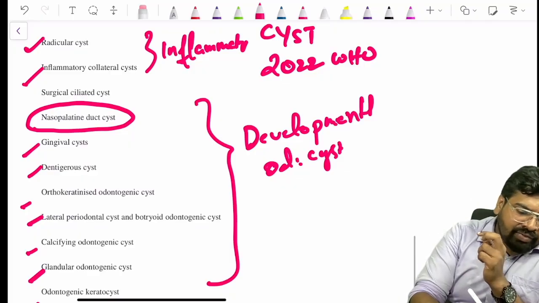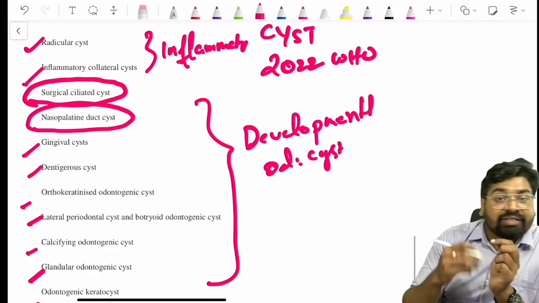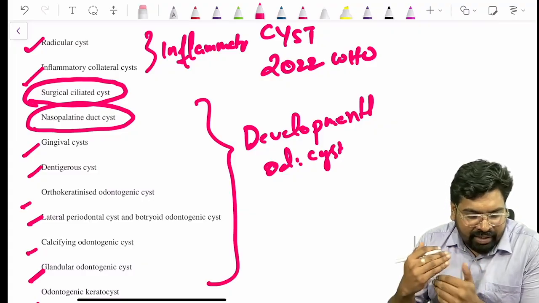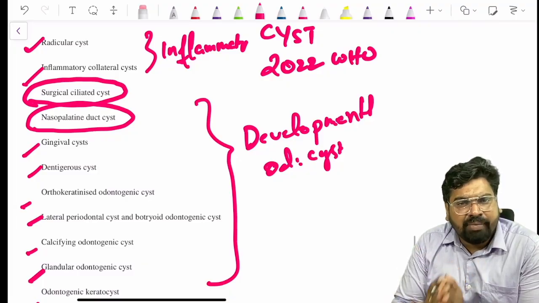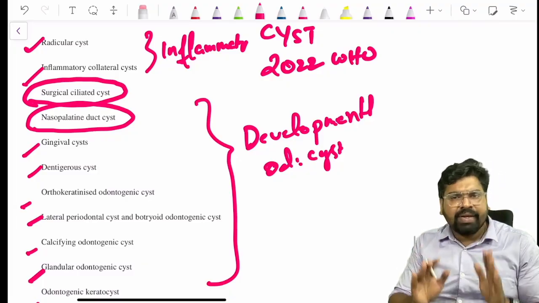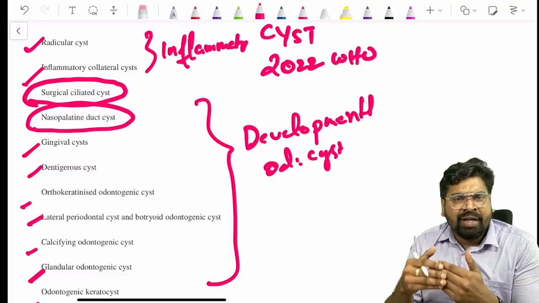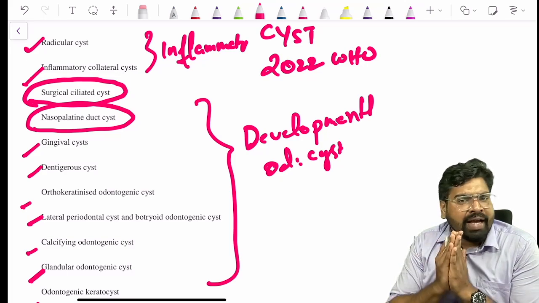Okay, the other one which was introduced is the surgical ciliated cyst. Okay, that we will see. This is the newest classification of WHO. Hope you are familiar with the classification now. Now in the coming videos we will see these cysts, and what are the questions they usually ask from the cysts.